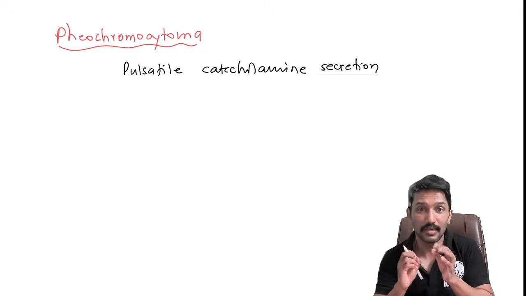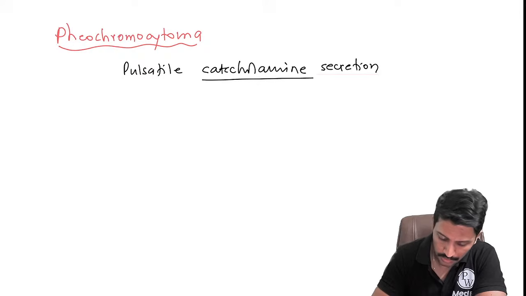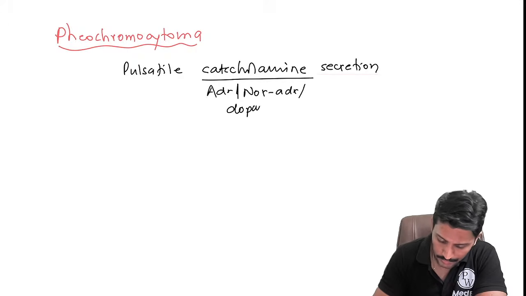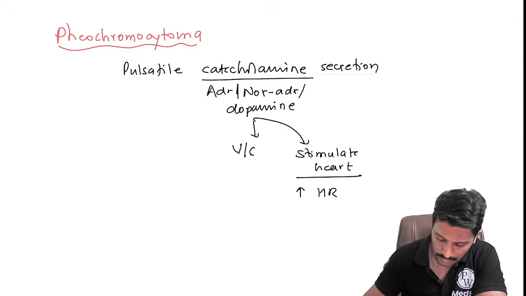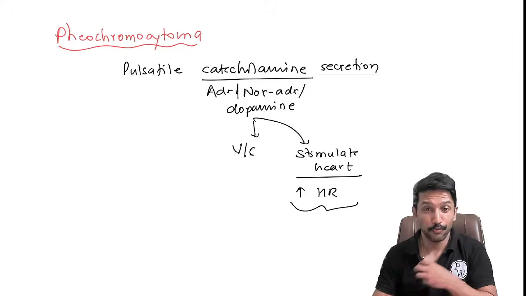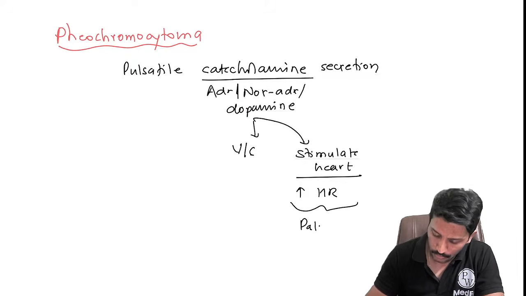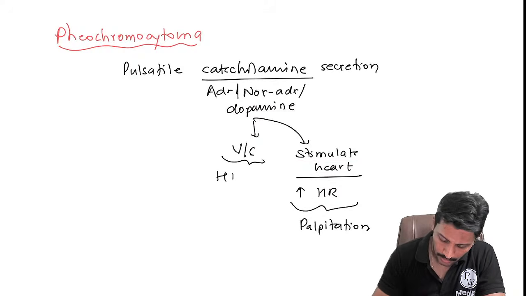And because of this pulsatile release of catecholamines, we're talking about adrenaline, noradrenaline, and dopamine. When they come into the blood, they will cause vasoconstriction, and they will stimulate the heart. By stimulating the heart, they will increase heart rate, and this increased heart rate makes the patient feel the cardiac contraction, so it can lead to palpitations. Vasoconstriction will lead to hypertension.